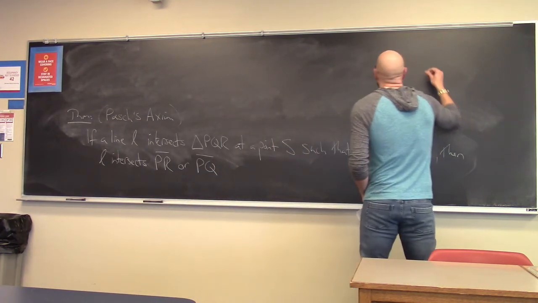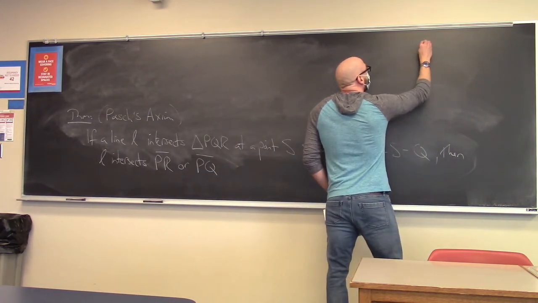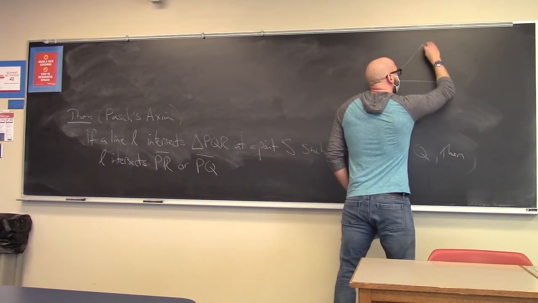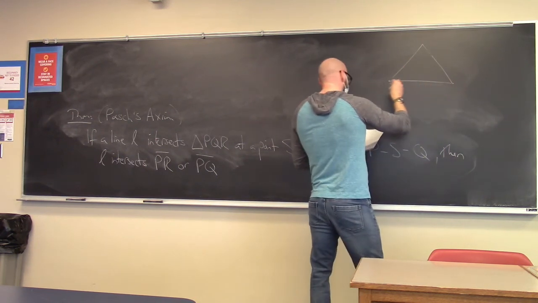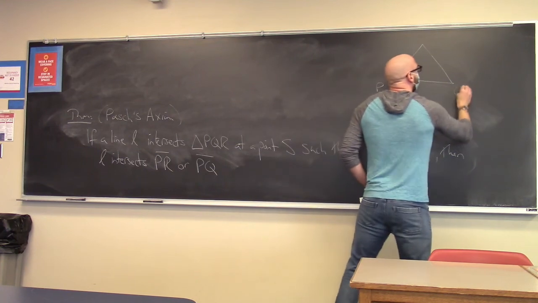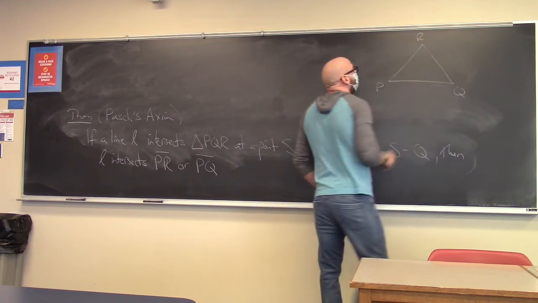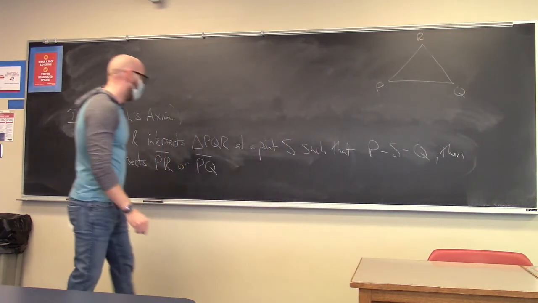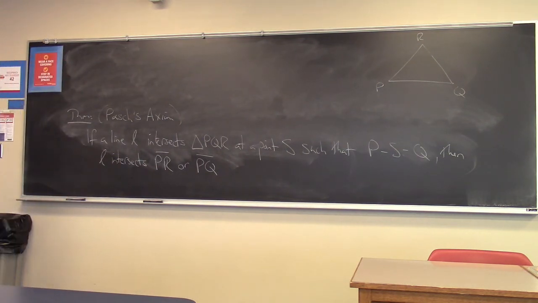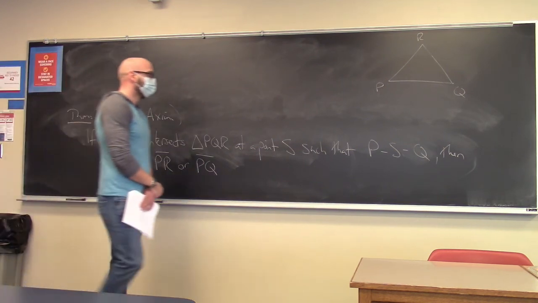So what's this saying? I have a triangle PQR. Here's my triangle PQR. And I have a line that intersects the triangle at a point S.